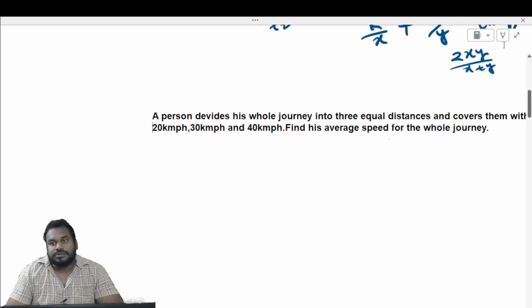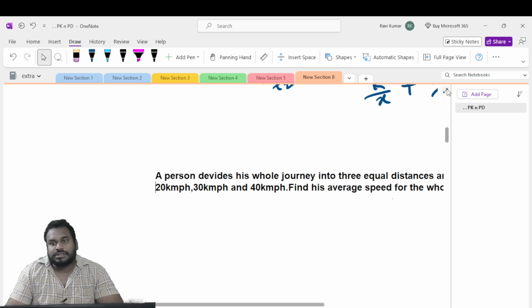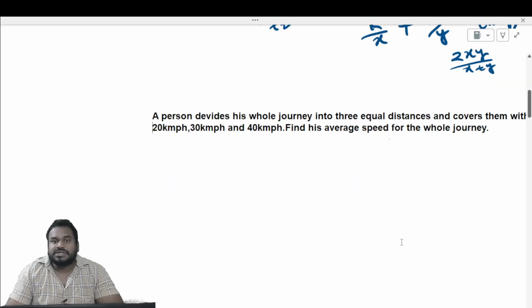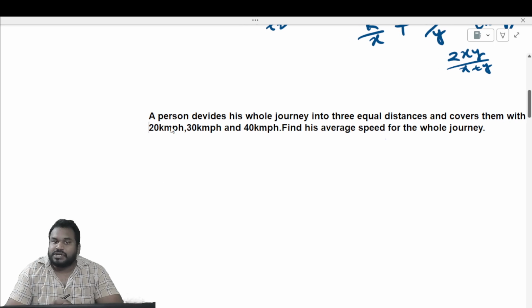Now coming to the next question. A person divides his whole journey into three equal distances. See here, three equal distances. If the distances are not equal, you cannot use the formula which I am going to tell you now. So equal distances, and covers them with 20 kmph, 30 kmph and 40 kmph. Find his average speed for the whole journey.